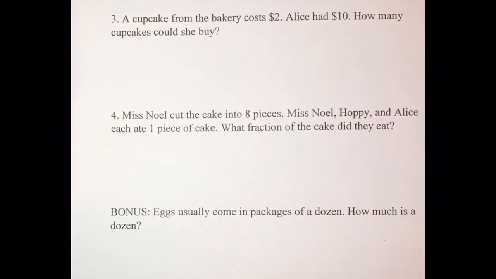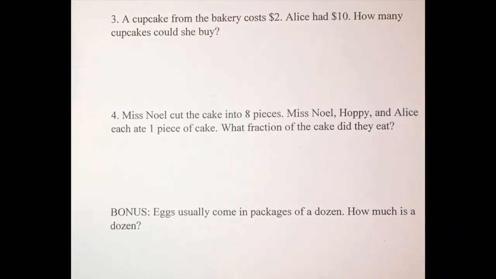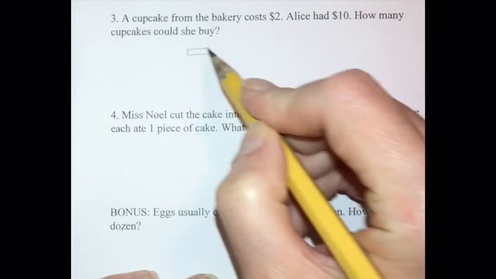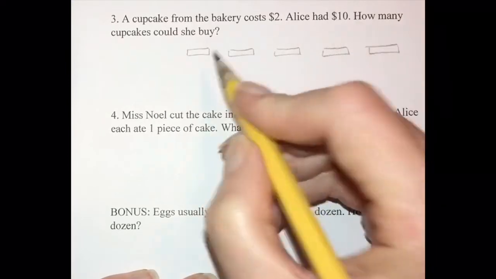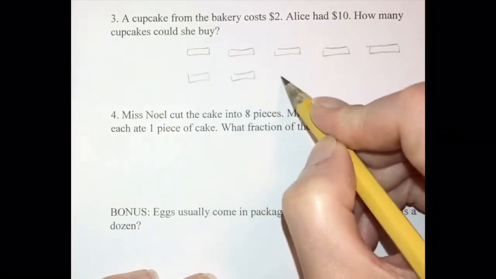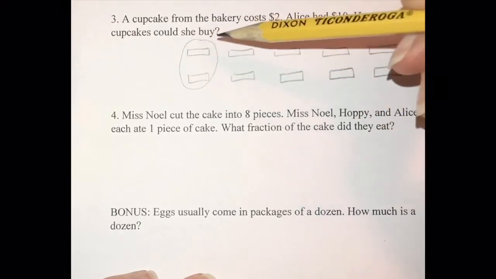The next question says that a cupcake from the bakery costs $2. Alice had $10. How many cupcakes could she buy? Okay, so I'm going to go ahead and draw myself a picture because I don't see any keywords. So a picture is the strategy I want to use. Alice had $10. I'm going to go ahead and draw those $10. 1, 2, 3, 4, 5, 6, 7, 8, 9, 10. And every $2, she can buy 1 cupcake.